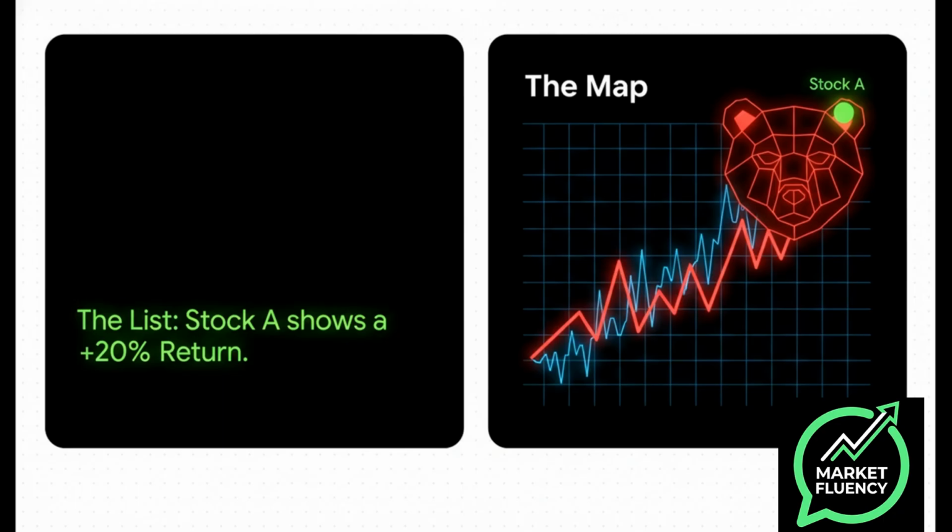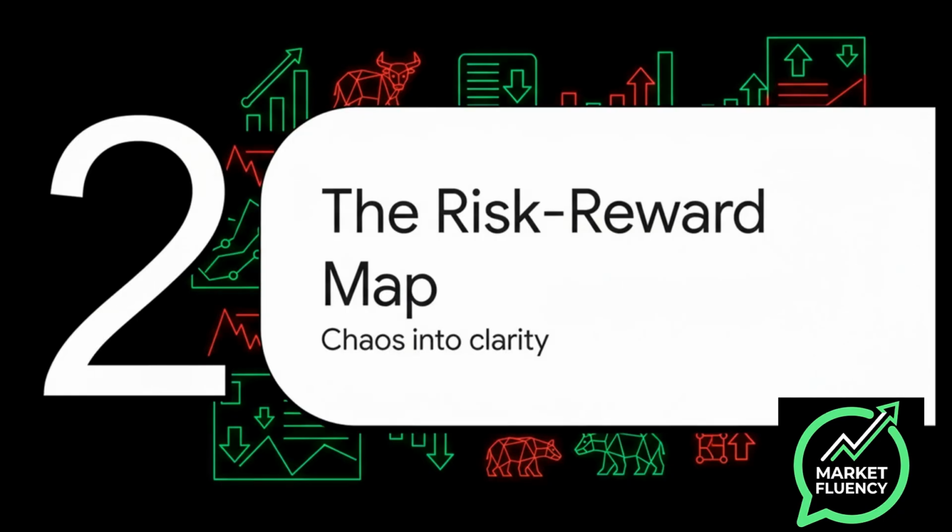Now, when you put that same exact stock on a map, our scatter plot, the truth comes out. Yeah, you got that 20% return, but look at the cost. You had to endure a terrifying roller coaster of risk to get it, a ride so wild it might have made you panic and sell at the absolute worst time. So let's properly define this risk-reward map, this tool that really does turn chaos into clarity.